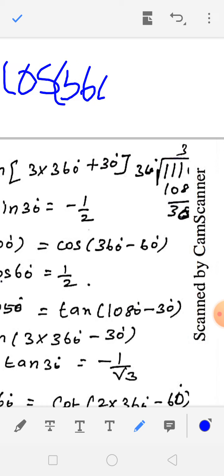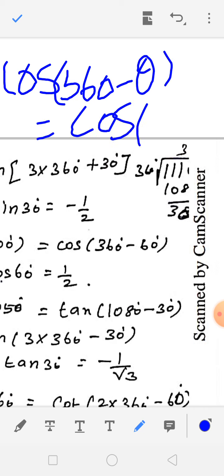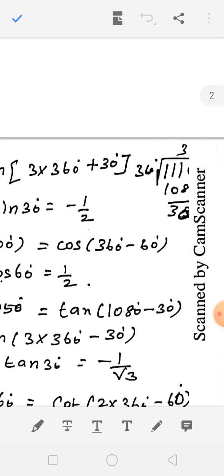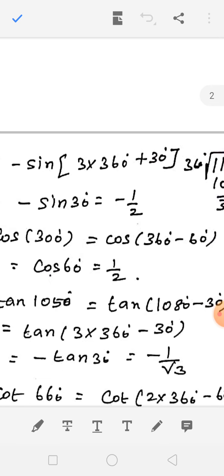Cos of 360 degree minus theta is equal to cos theta only. Okay. So comparing these two, cos of 360 minus theta, cos of 360 is 60. So here cos theta is the answer. So in the place of theta put 60 degree. That's it. Okay. So cos 60 degree. Cos 60 degree value what? Cos 60 degree value is 1 by 2.